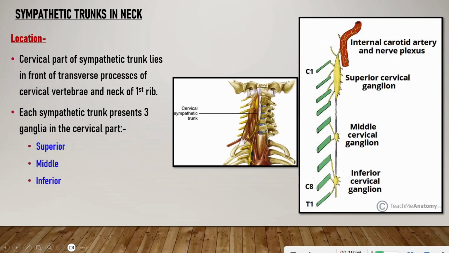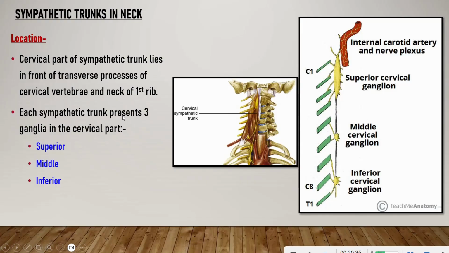Okay, now the sympathetic trunk in the neck. You can see it here. The cervical part of the sympathetic trunk lies in front of the transverse processes of the cervical vertebrae and the neck of the first rib. Okay, that is the location. You can see here the transverse processes of all the 7 cervical vertebrae and the neck of the first rib. In front of that, the cervical sympathetic chain is there.